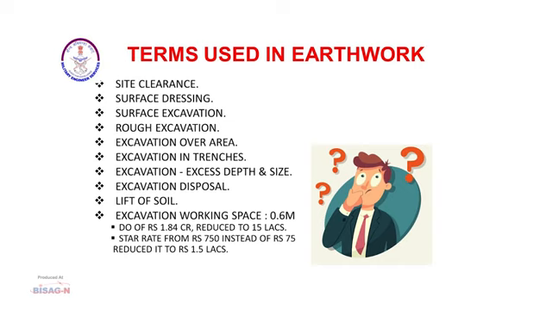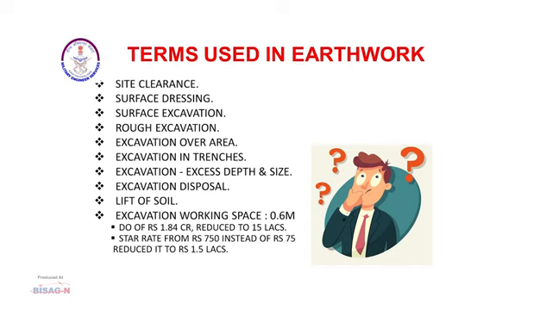The various terms which are used in earthwork need to be clear to the executives to use them correctly and pay accordingly. Site clearance. Site clearance is clearing the site from vegetation, any debris or any unwanted material available on site. Surface dressing. In surface dressing, the unevenness of the surface needs to be made plain.